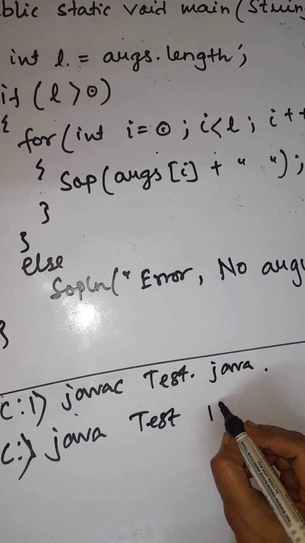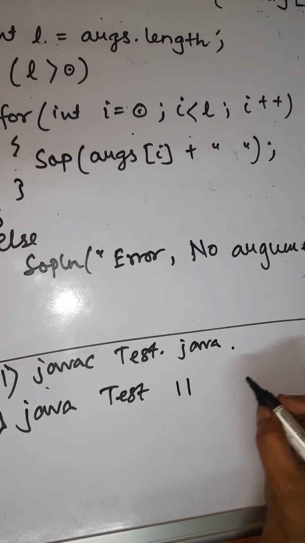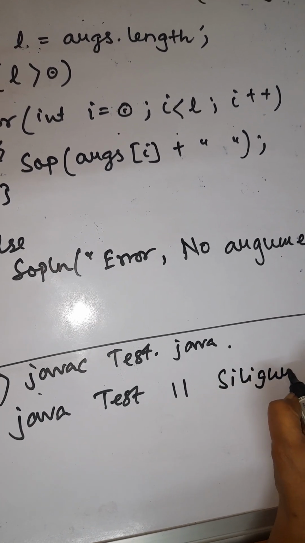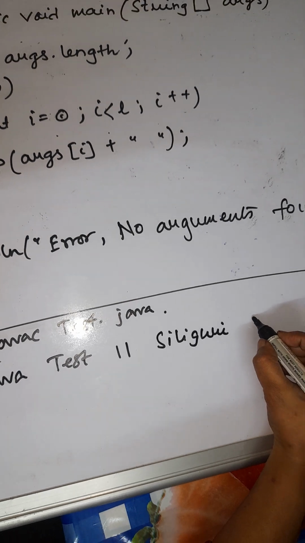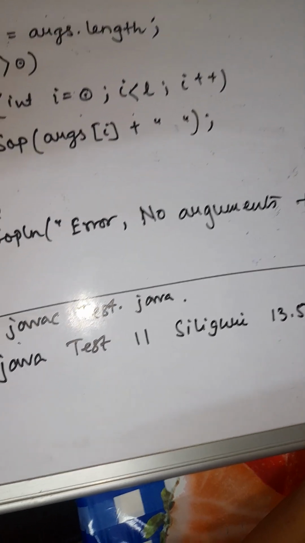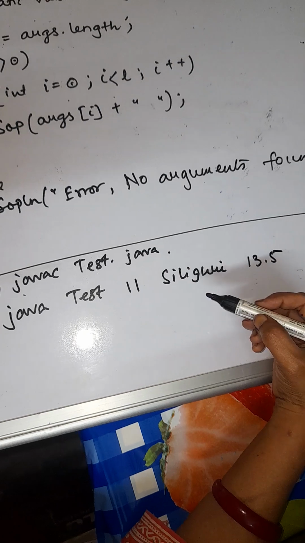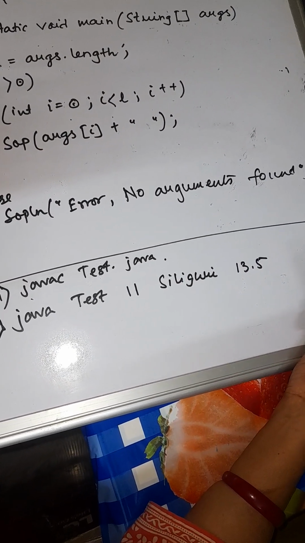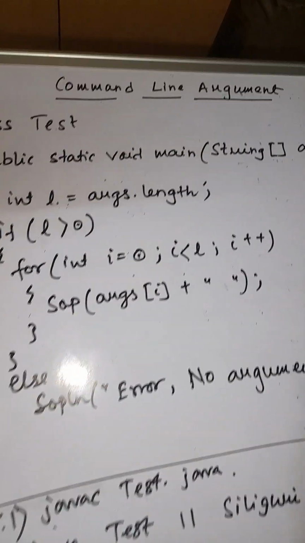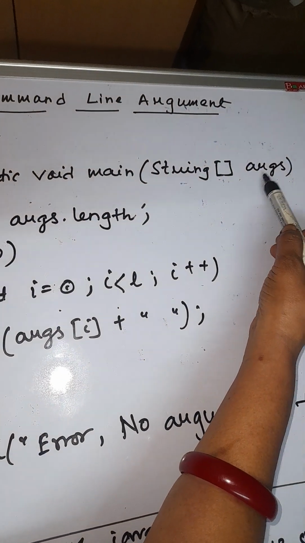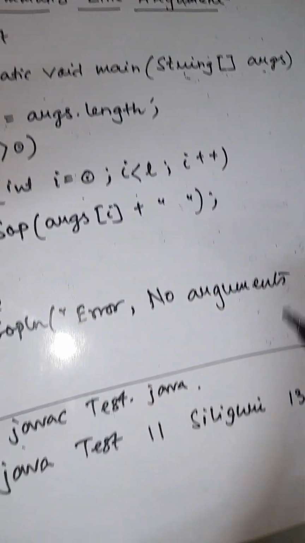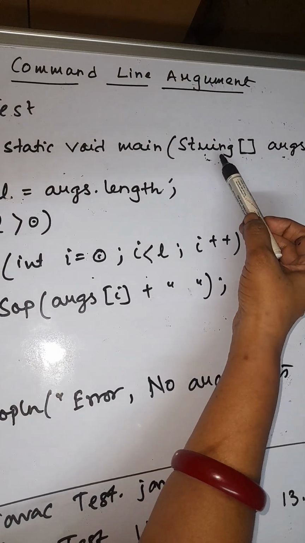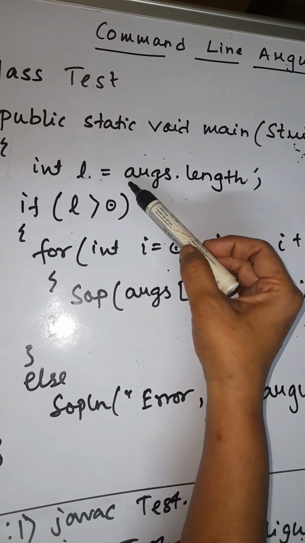Now here I pass 11, then maybe Shiliguri, and then I want to pass 13.5. Clear? Three types of argument I pass: a numeric value, then a string, and then 13.5. Where will all these values be stored? They will be stored within args. They are all string type. So whatever you pass, whether integer, string, or 13.5, all are stored within a string type of argument. Clear?